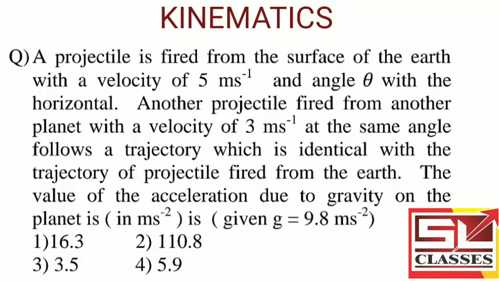Please listen. Next question is: a projectile is fired from the surface of the earth with a velocity of 5 meters per second and angle theta with the horizontal. Another projectile fired from another planet with a velocity of 3 meters per second at the same angle follows a trajectory which is identical with the trajectory of the projectile fired from the earth. The value of acceleration due to gravity on the planet is given, g equal to 9.8 meters per second square. And options are given: 16.3, 110.8, 3.5 and 5.9.